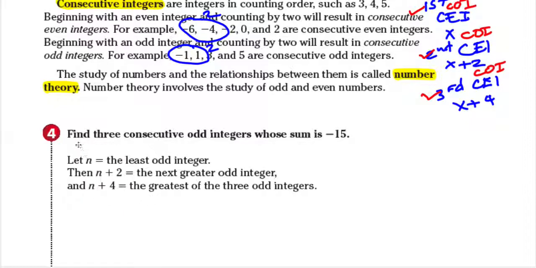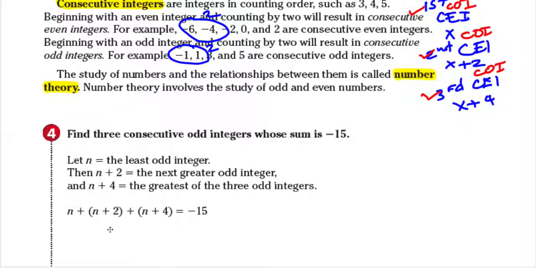Okay, this says find 3 consecutive odd integers whose sum is negative 15. The word sum tells us that we are adding. So, knowing our let statement and representing all 3 integers, we can therefore say that n plus n plus 2 plus n plus 4 equals negative 15, where n represents the least odd integer, n plus 2 the greater, and n plus 4 the greatest odd integer.